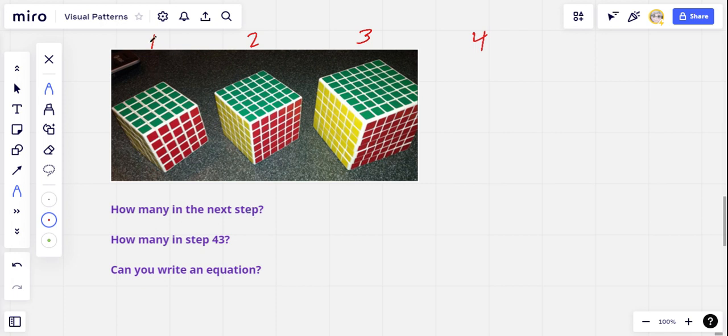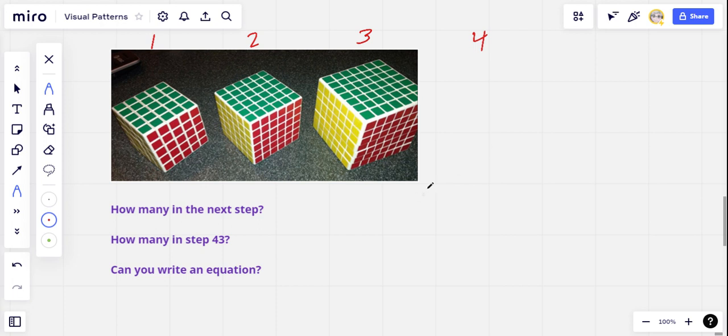What I'm noticing is that step one has 5 cubes on each side. So that's a 5 by 5 by 5 cube. Step two is 6 on each side. And step three is 7 on each side. So it looks like they're going up by 1 every step.